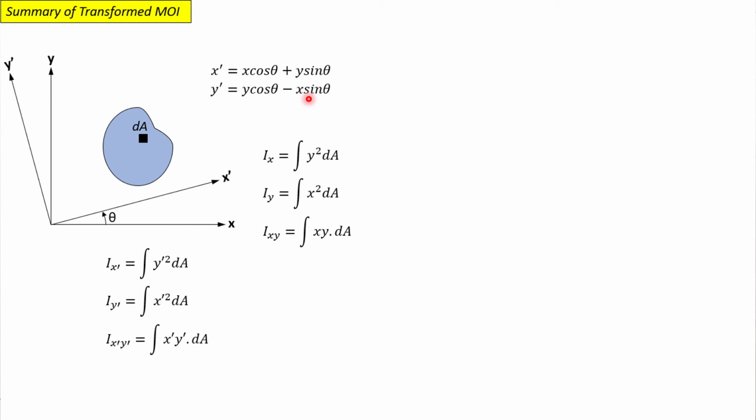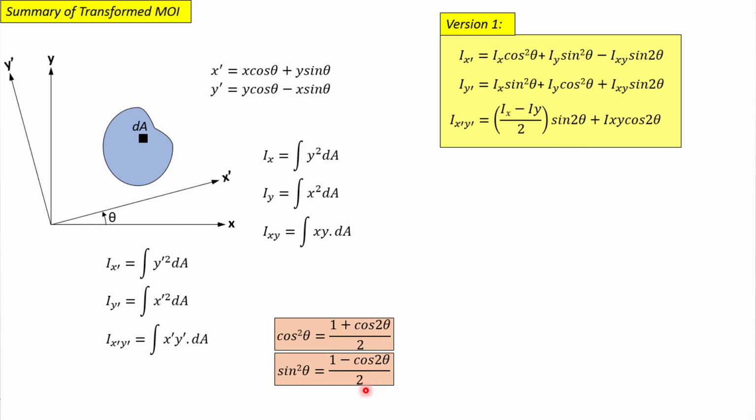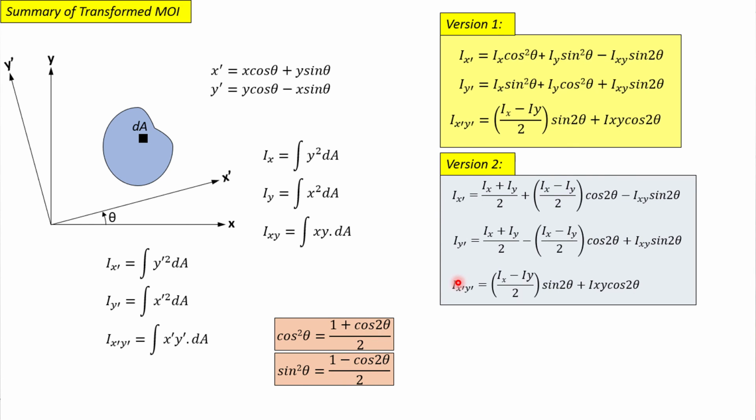So plug in the value of y dash here, plug in the value of x dash over here and here. This is version 1, this is what you get. And finally, when you do the substitution in terms of cos square theta is equal to 1 plus cos 2 theta by 2 and sin square theta is equal to 1 minus cos 2 theta by 2, this is what you get. That is version 2 of the transformation equations.